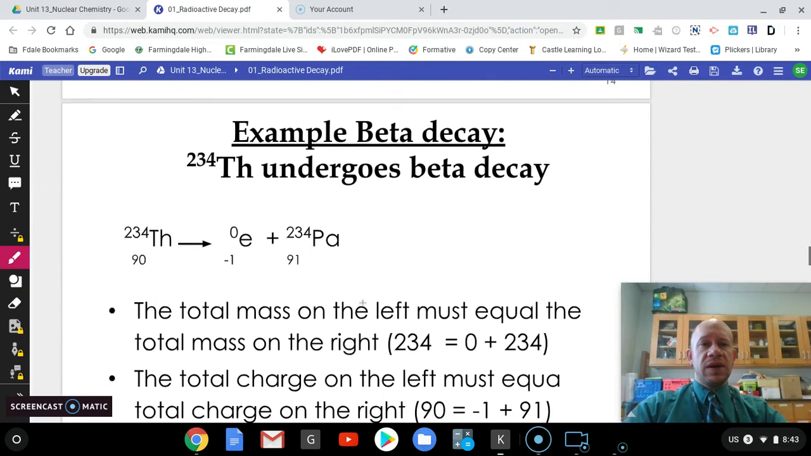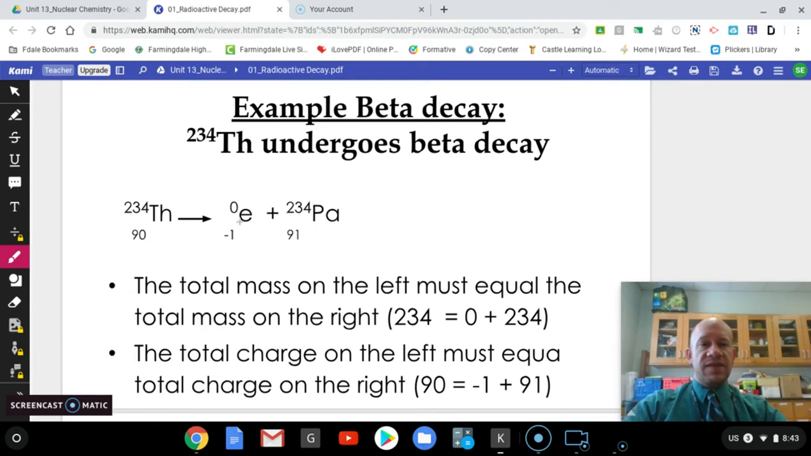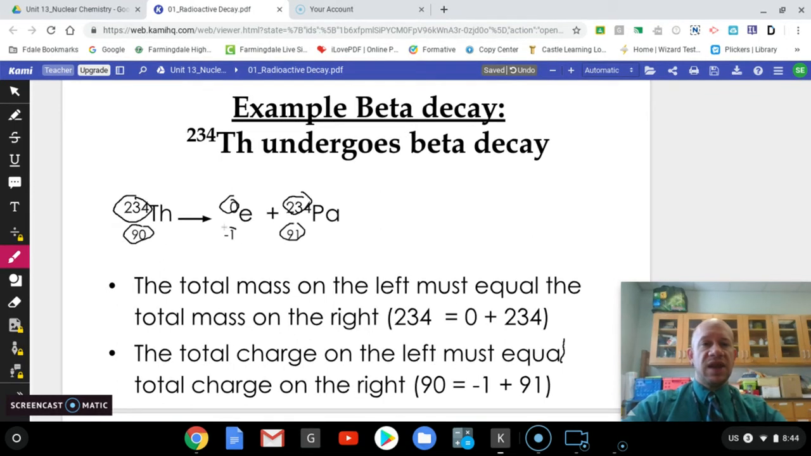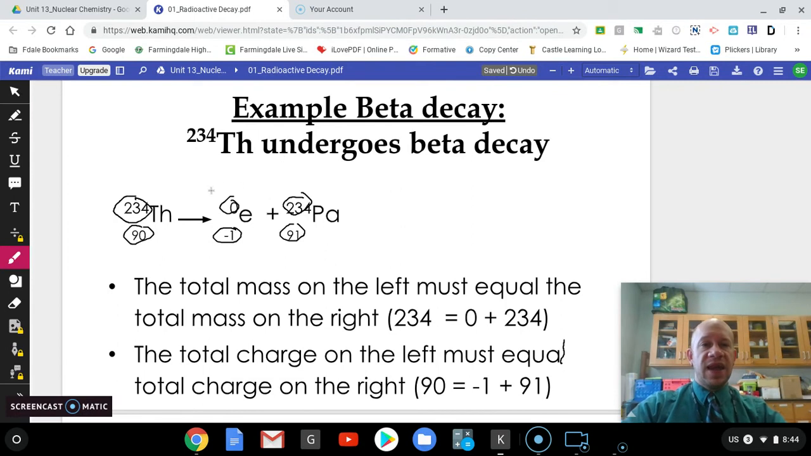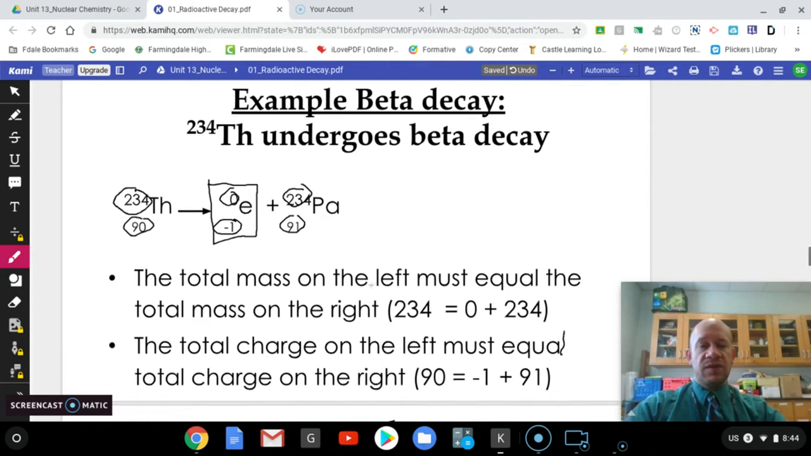For example, thorium 234 undergoes beta decay. The total mass on the left must equal the total mass on the right. So this 234 must equal 0 plus 234. Those numbers are equal. The total charge on the left must equal the total charge on the right. So this 90 has to equal 91 plus negative 1. So if I have beta decay, I know one of my products is going to be this beta particle, and the other one I can figure out based on the total mass and total charge being equal on the left and the right.